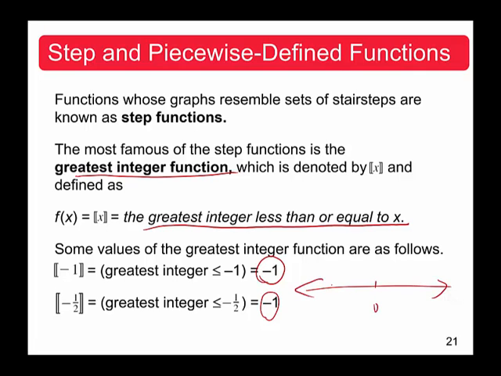This is 0, negative 1 is here, negative half is here. And then the greatest integer which is less than or equal to negative half must be negative 1. That's how you determine the value of the greatest integer sign.